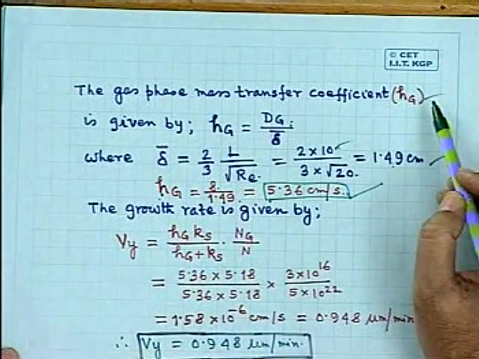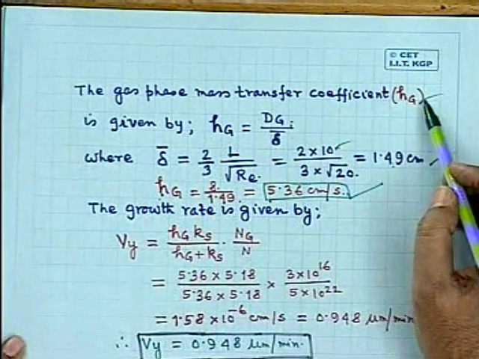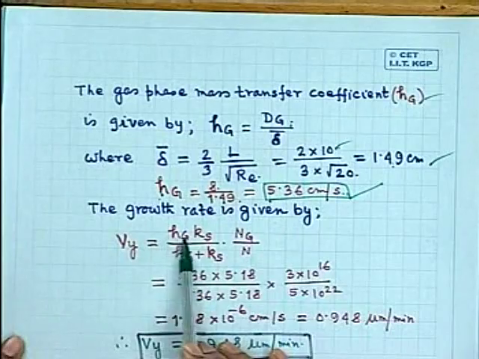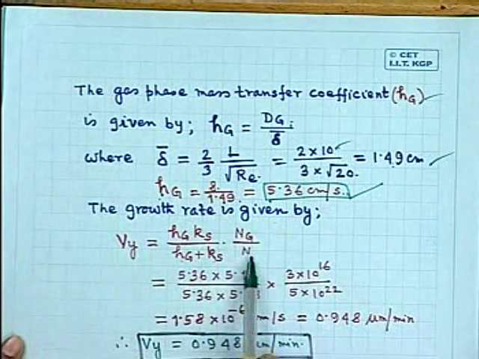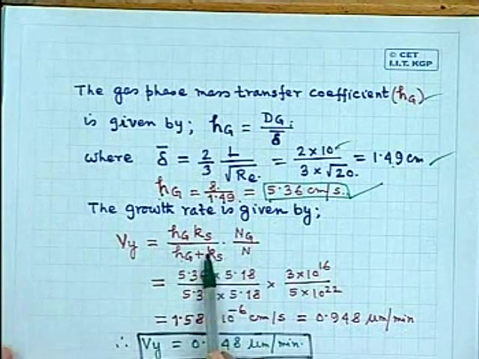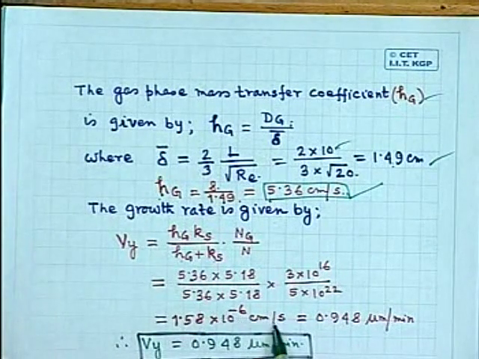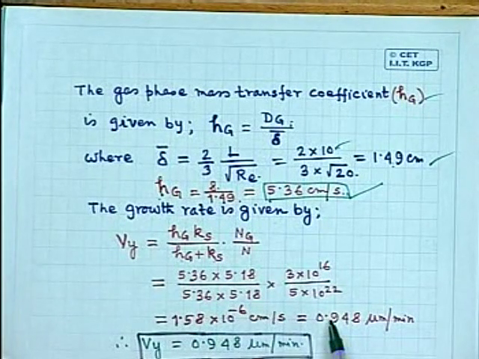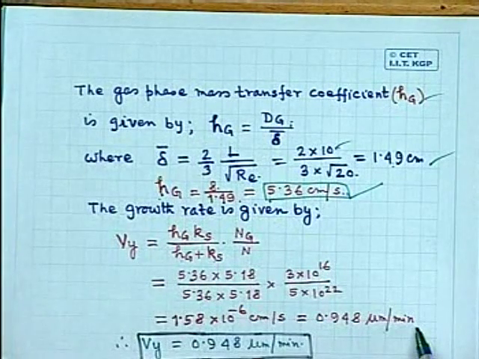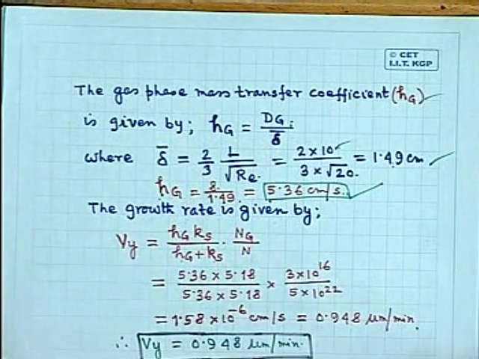Now, once hg is found, in the earlier page you have seen how Ks was determined. So once hg and Ks are known, Vy, which is the growth rate, you can easily calculate. That is hg Ks divided by hg plus Ks into Ng by N. You can easily substitute those parameters and calculate Vy, which is 1.58 into 10 to the power minus 6 centimeter per second, and that is equal to 0.948 micron per minute. So the growth rate is 0.948 micron per minute.